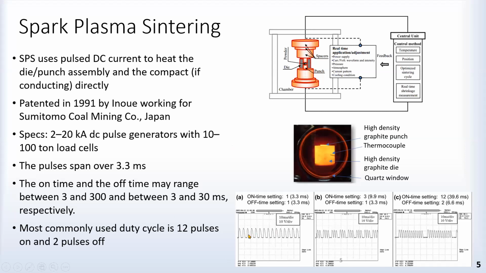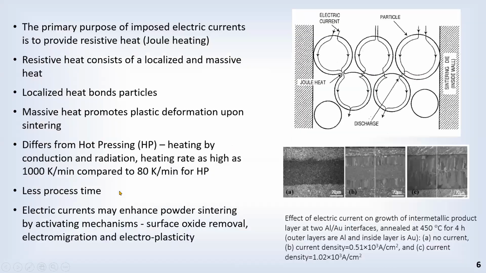So here you can see there's an on time of 1 and off time of 1. Here we have 3 on time, pulse on time, 1 off time. Here it is 12 on time and 2 off time, which is the general pulse rate that we use.